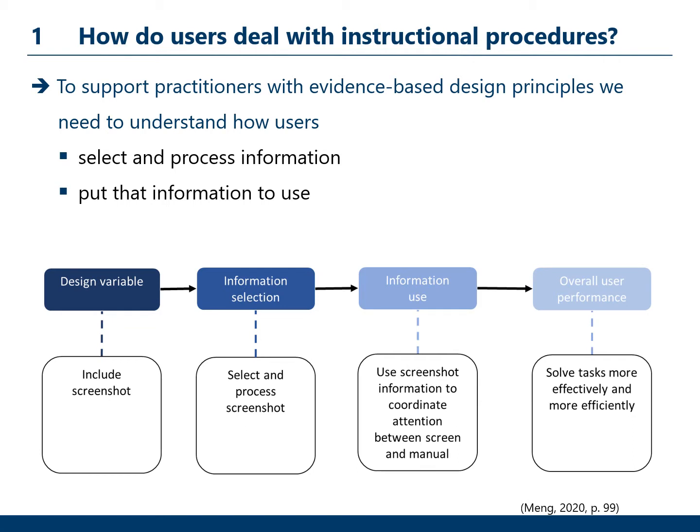Understanding how users select and apply information is also important from a research perspective. To understand the effect of a design variable, such as adding screenshots to a procedure, we not only want to know which overall effects that variable has, such as more efficient and effective task execution, we also need to understand how such effects arise, hence in the example here, whether and when users select and process screenshot information and how they use it during task execution. Knowing about the why of an effect will help researchers to better understand boundary conditions of design principles.